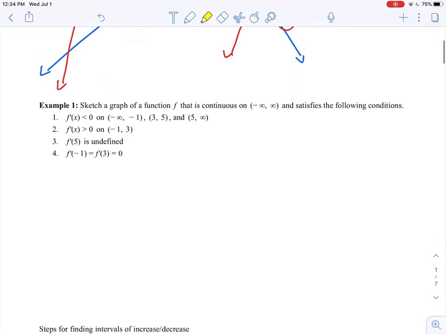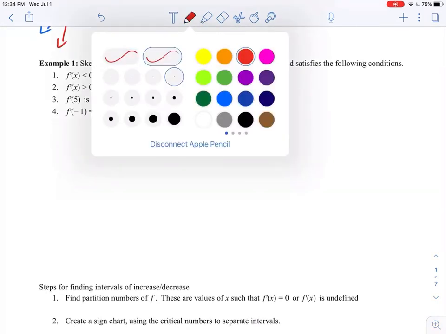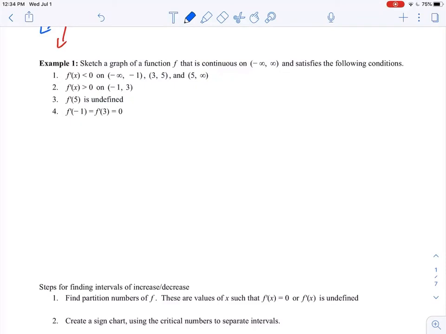So I'm going to use this idea in this first example. I really like problems like this, so I think that problems like this would be good to study if I was preparing for, say, a quiz or an exam. Here I want to sketch the graph of a function f that is continuous on negative infinity to positive infinity and satisfies the following conditions. So here we have f prime of x is less than 0 on a bunch of intervals. We're told f prime of x is greater than 0 on one interval. F prime of 5 is undefined, so f prime of 5 does not exist. And f prime of -1 and f prime of 3 are both 0.